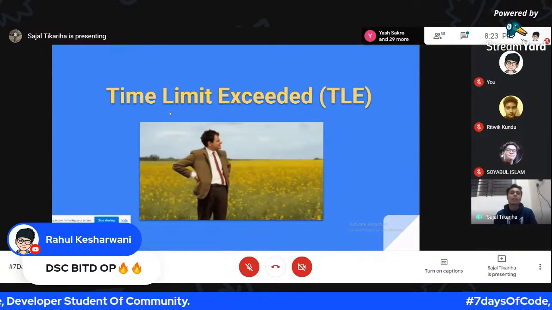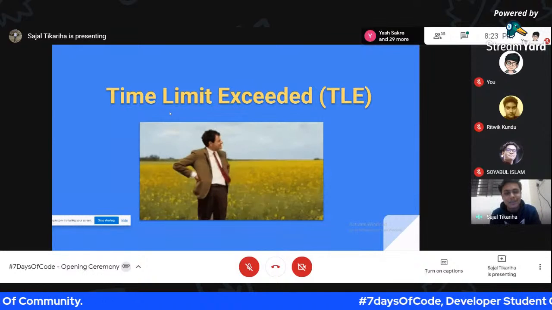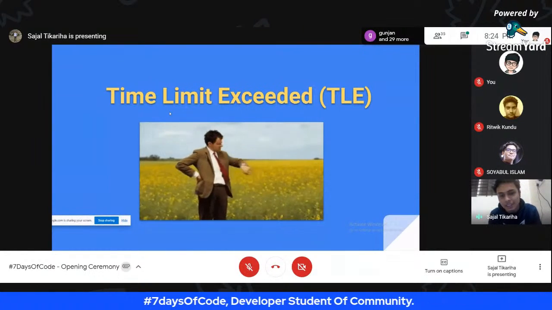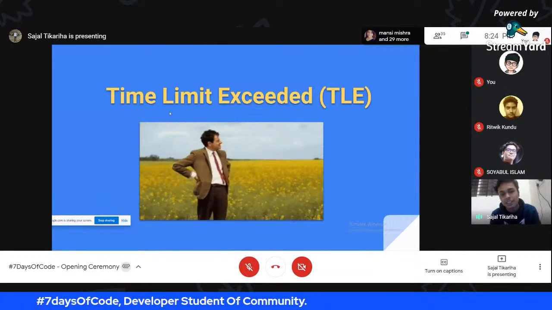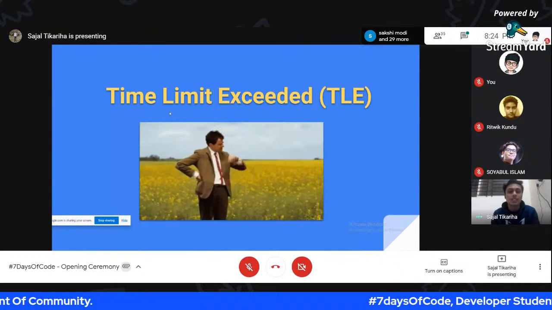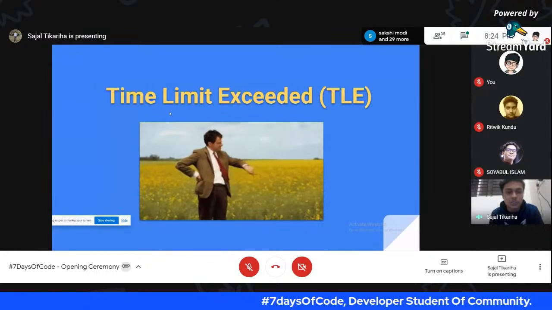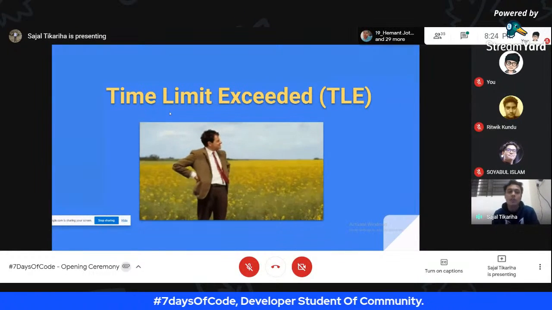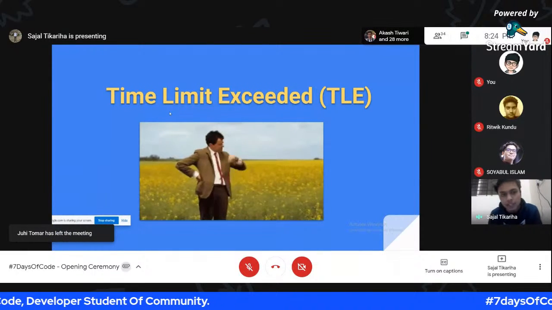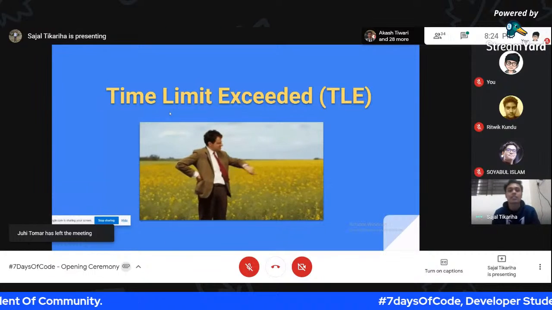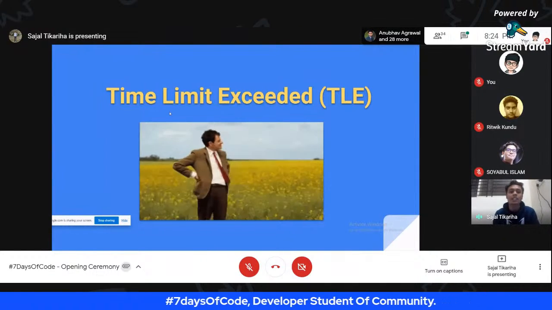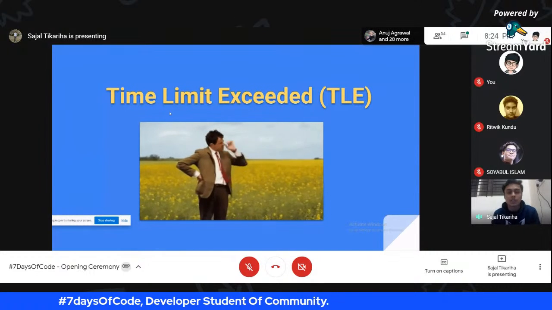And moving forward, we have time limit exceeded. Time limit exceeded is simply because the server expects your program to output the solution in the given time, but your program might not be able to provide the output within the given time limit. So time limit exceeded is for that. For the solution, I would say, check your data structure.